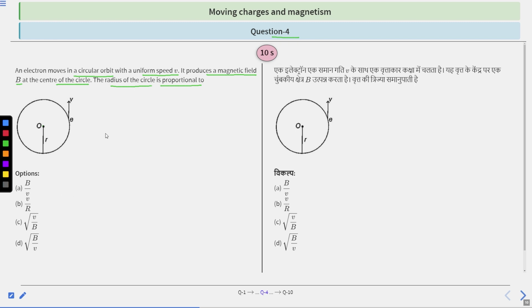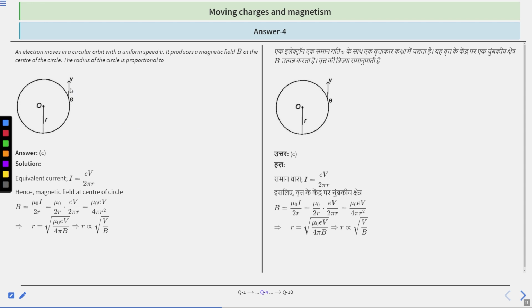You have 10 seconds to solve this question. After 10 seconds, we will provide the solution of this question. Let's find the solution.